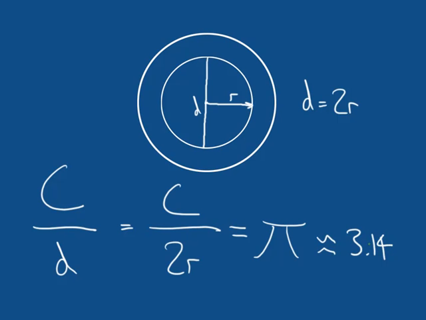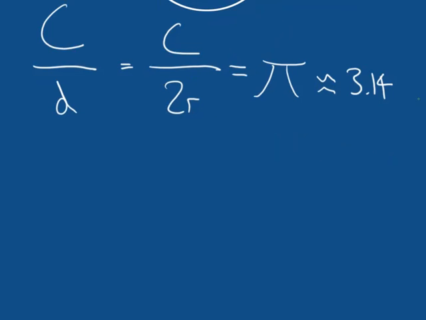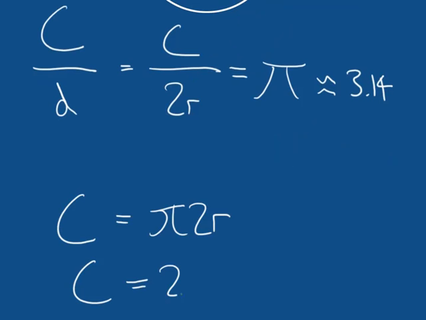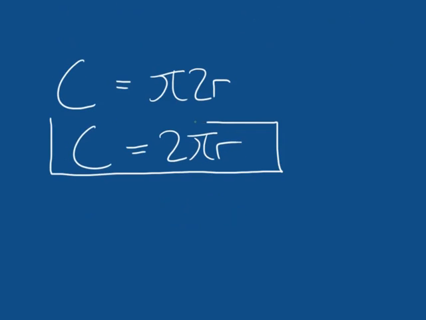So we know that c over 2r is equal to pi. That is the very definition of pi. It's where that value comes from. So we can then rearrange this equation to find our circumference in terms of pi and our radius. If we multiply both sides by 2r, we see that our circumference is equal to pi times 2r. This is more commonly written as c is equal to 2 pi r. So this is the equation for the circumference of our circle given the radius of our circle.